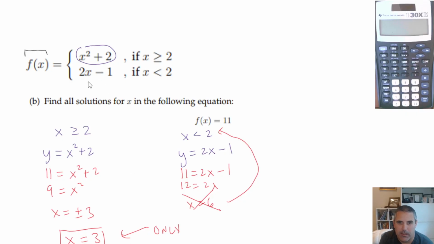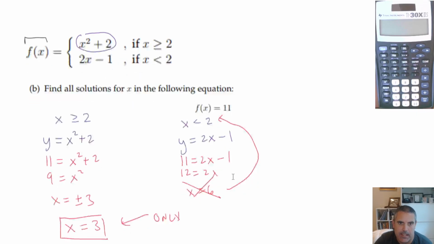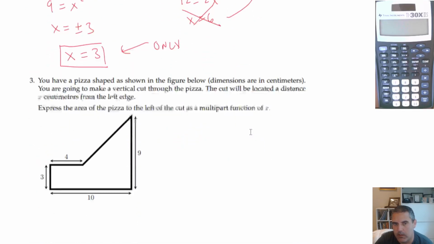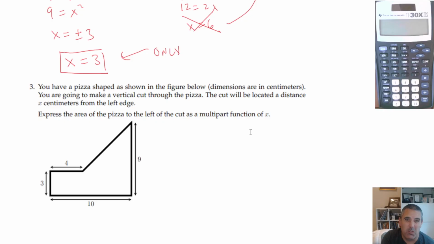And you can go back and see. Okay, that's that idea. All right, let's do another area question. These are fairly quick. So the question says, we're going to do a cut x centimeters from the left edge. What's the area? So this one's going straight to the area. So let's just see if we can do that.